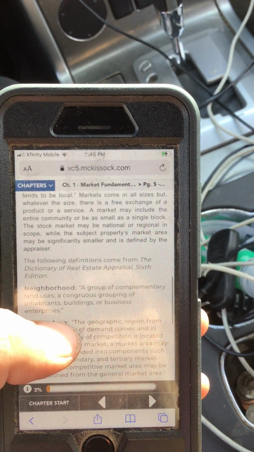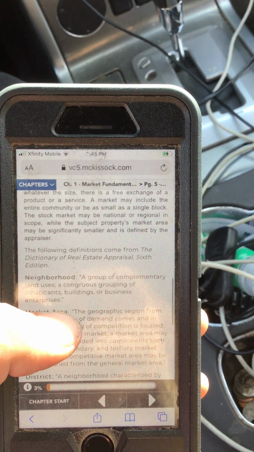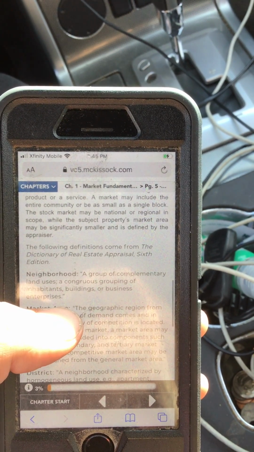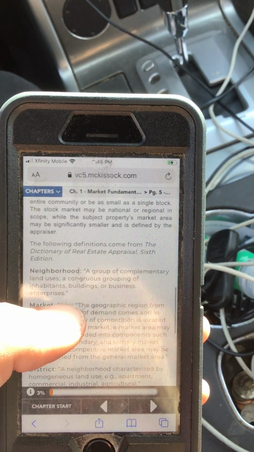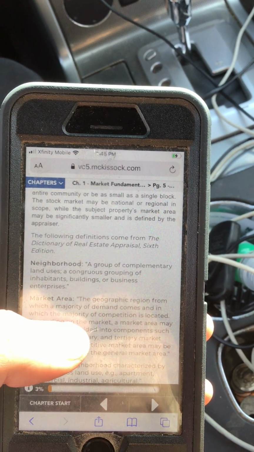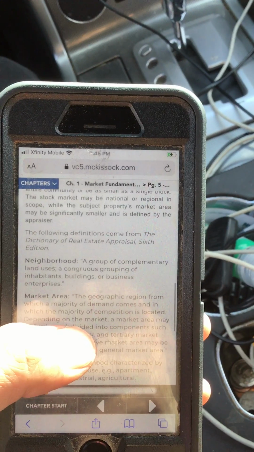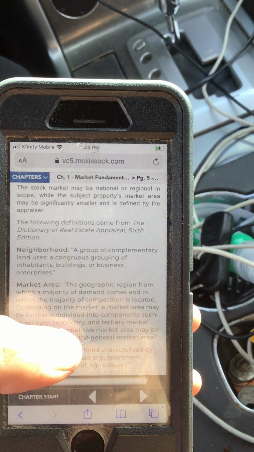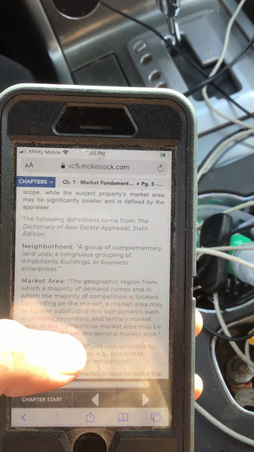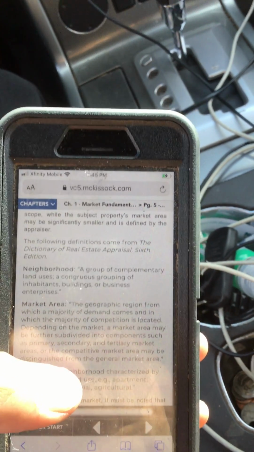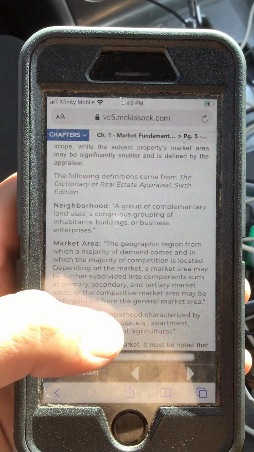Markets come in all sizes, but whatever the size, there is a free exchange of a product or a service. A market may include the entire community or be as small as a single block. The stock market may be national or regional in scope, while the subject property's market area may be significantly smaller and is defined by the appraiser.